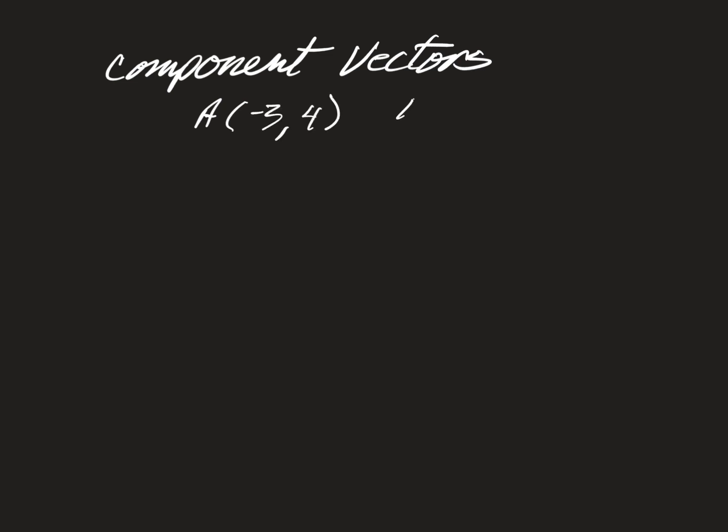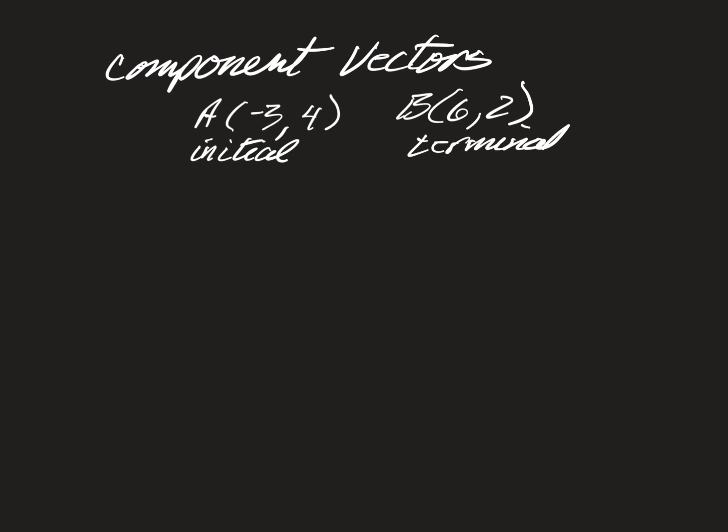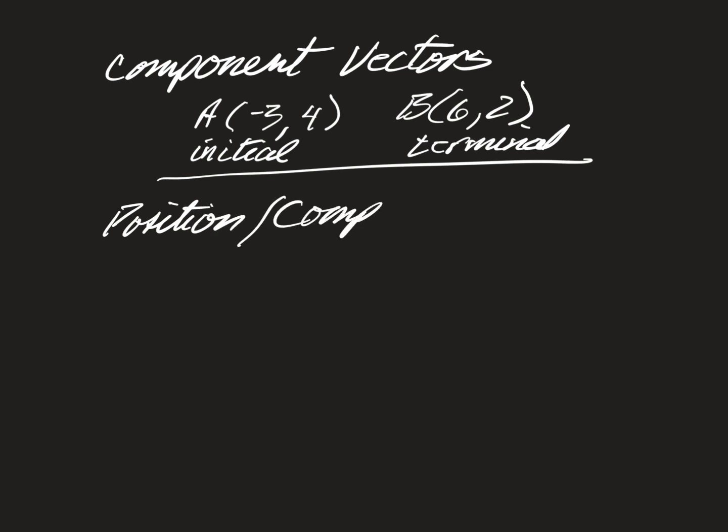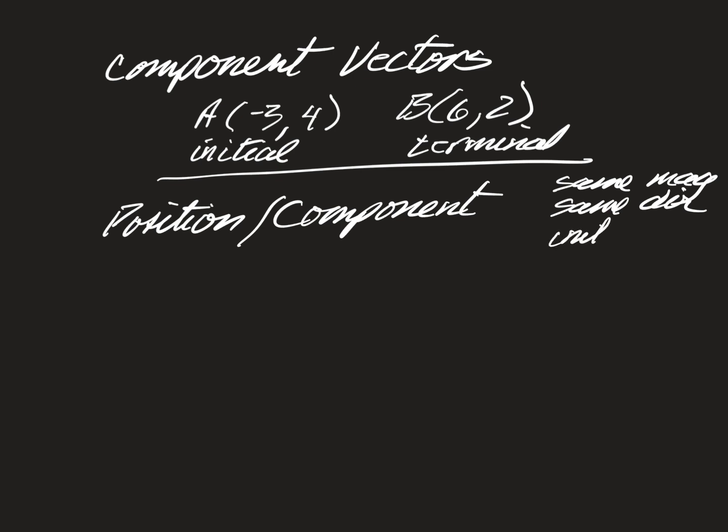So the first thing I want to do is component vectors. And the way they do this is they will give you a point A, say like -3, 4, and a point B, say like 6, 2. And they will say A is the initial point and B is the terminal point. So they want you to write essentially the position or component vector, which is the vector that has the same size, same magnitude, and same direction, but its initial point is 0, 0. Okay, that's essentially what they're asking you to do.